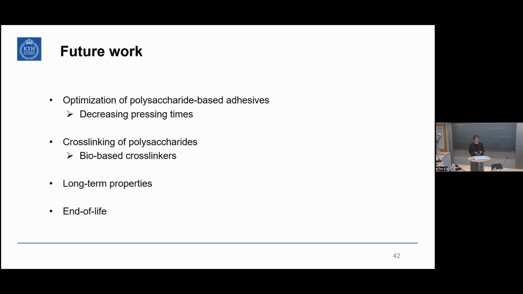Also, cross-linking of polysaccharides can increase the strength, especially with hemicelluloses, but it is very important to find bio-based cross-linkers that are effective enough and have high reactivity. We should also analyze the long-term properties of these adhesives and the final boards. So are they stable, and how do they change after some time? And also the end of life of the products. Can we recycle them, reuse them, and how do we dispose of them at the end of their life?